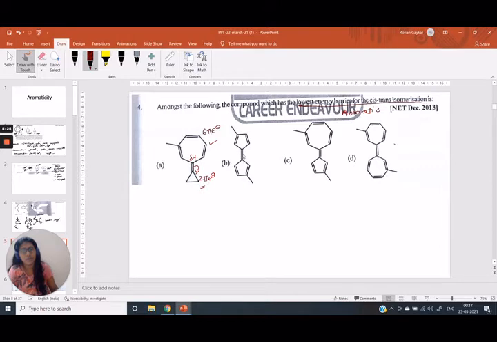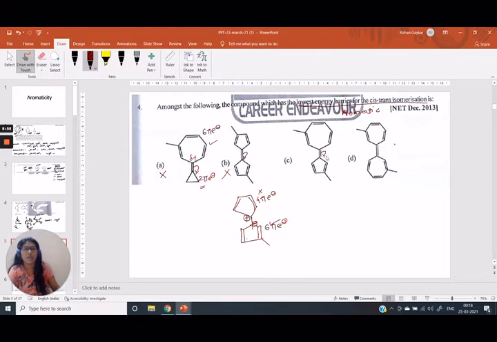Here, if I break the bond in this manner, a negative charge is generated here and a positive charge is generated here. Here the system consists of 6 pi electrons, and the negative charge consists of 2 electrons, so this 2 and 6 pi electrons. Here, 4 pi electrons. This system is aromatic and this is anti-aromatic. Therefore option B is incorrect, option A is incorrect.